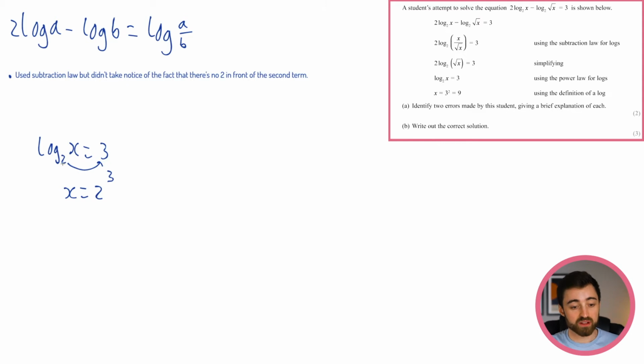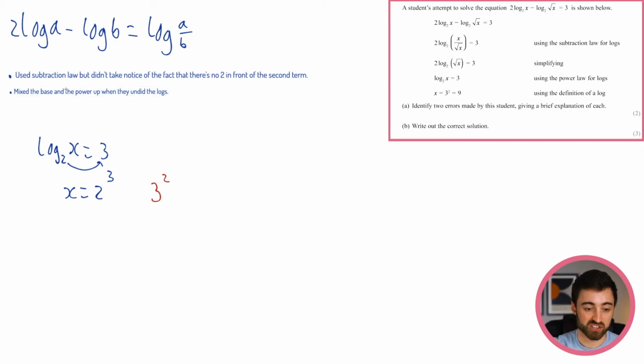So if we're told that the power you need to raise 2 to get x is 3, then 2 to the 3 equals x. But what they've done is they've said that it's 3 to the 2. So they've got those numbers mixed up, essentially. So for the second point, I would say they mix up the base and the power when they undid the logs, essentially.